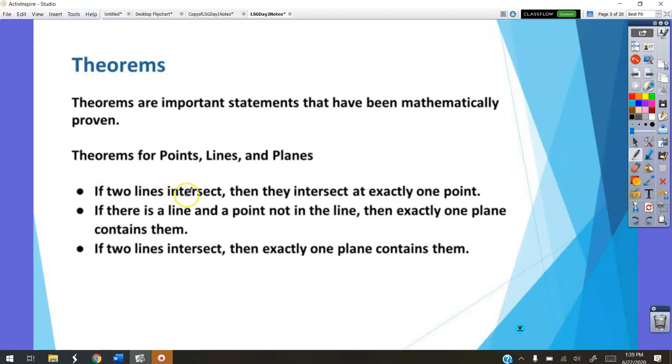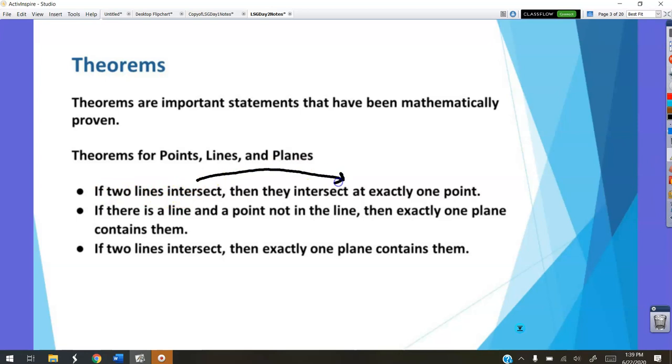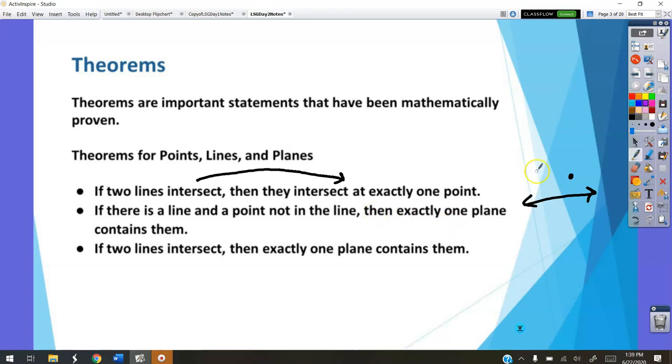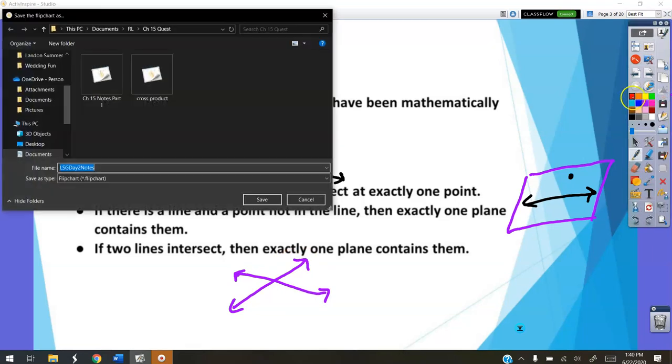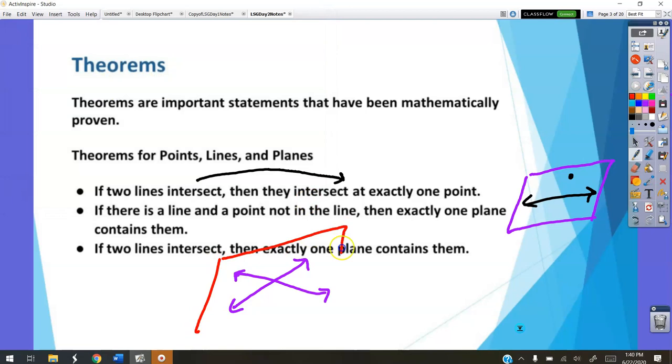If 2 lines intersect, then they intersect at exactly 1 point. Again, most of you are fine with that. And if there is a line and a point not on the line, so if I put a point not on it, then there's one plane that contains them. This one I'll get a little bit more into tomorrow, but there's only one plane with that. And if two lines intersect, so if I have two intersecting lines, there's also only one plane that can contain them. So again, I'll go into this tomorrow.